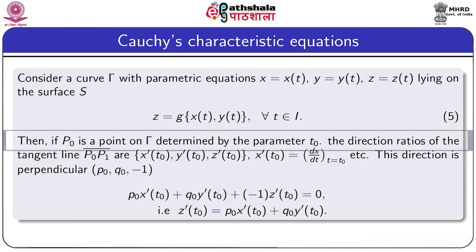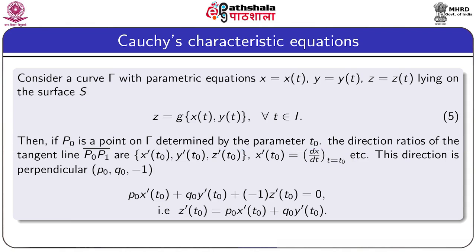Then if P0 is a point on gamma determined by the parameter t0, the direction ratios of the tangent line P0P1 are x'(t0), y'(t0), z'(t0), where the dash denotes the derivative with respect to t at the point t equals t0. The picture of this is given in figure 2, where PP0 is the tangent line to the curve gamma.